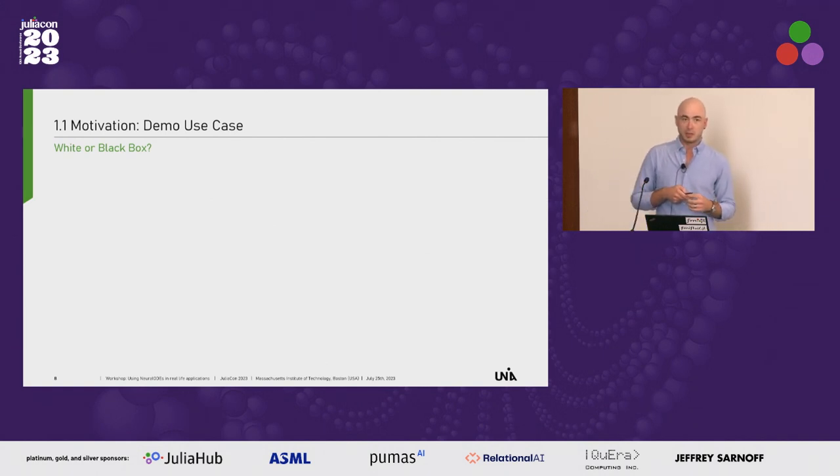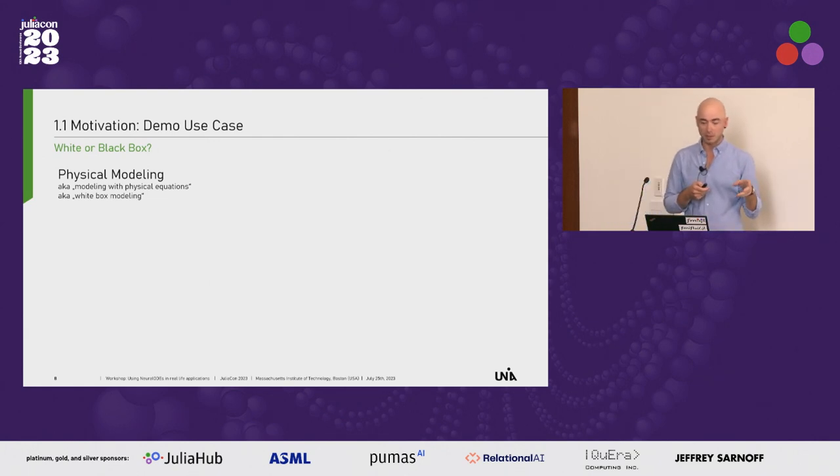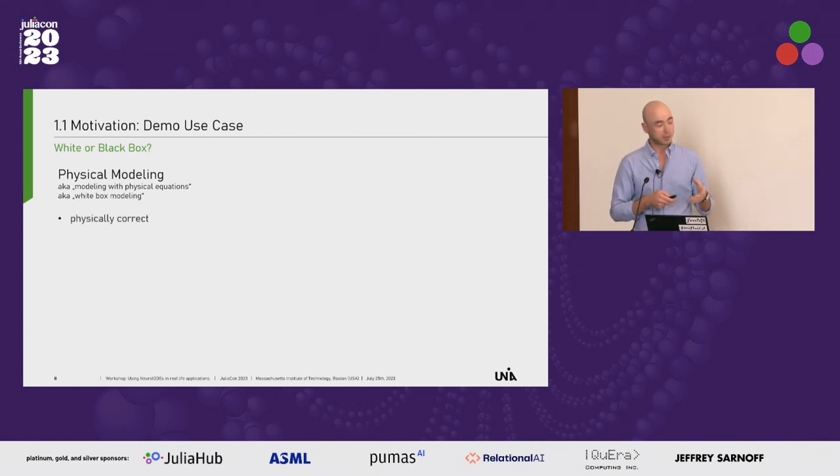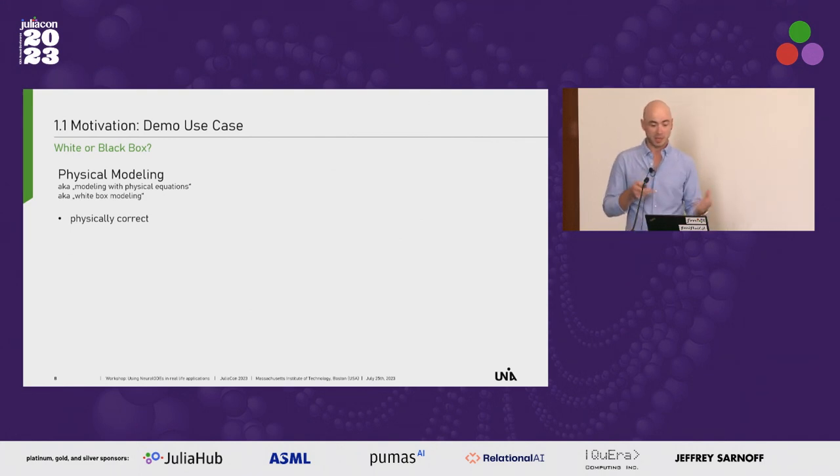Well, life is hard and we need to make some tough decisions. The first one is how do we want to model? On the left side, we have the physical modeling approach you might know as modeling with physical equations or white box modeling. Physical modeling is physically correct. So we use equations that were proven over centuries to describe dynamic systems. So it's basically the best tested modeling approach we have.